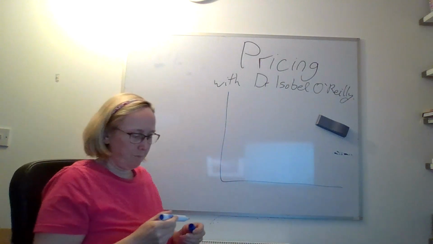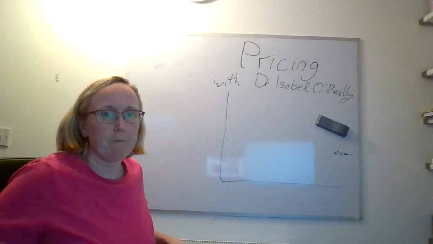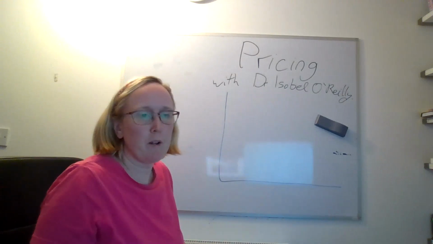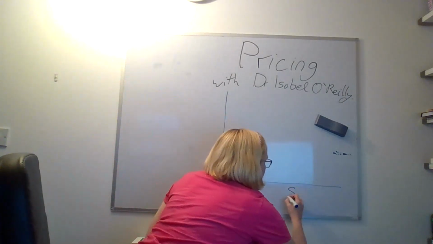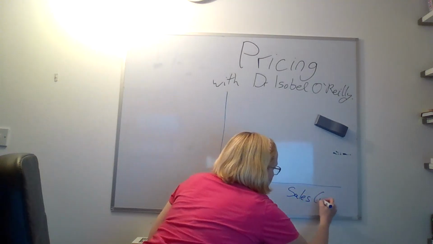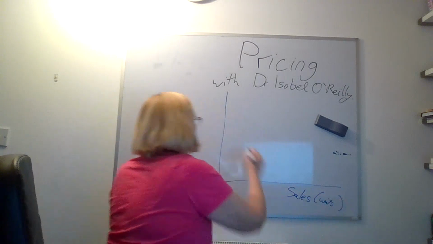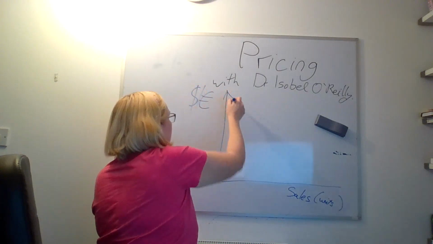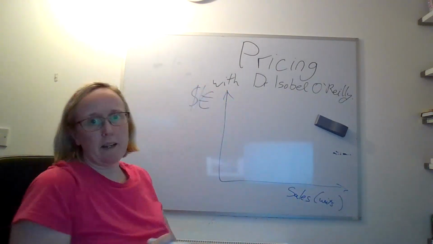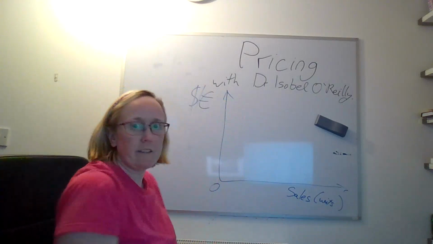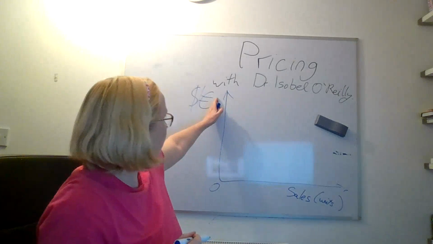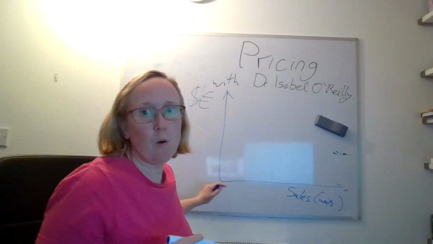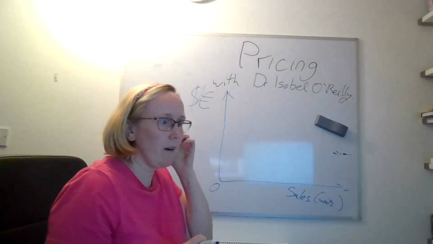Okay, so we have our graph. Screen is reflecting off the whiteboard. Apologies for that. But we have units. So sales in units. And we have money. So whatever way you want to describe it, dollars, euros, depending on where we're operating. And the origin is 0. So as we sell more, price goes up. And the sales units, whether we're making them or selling them, it's going up there.